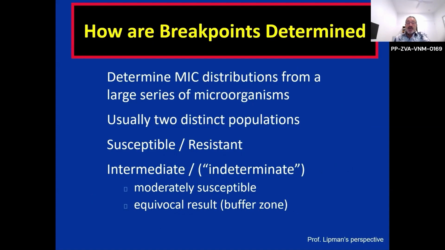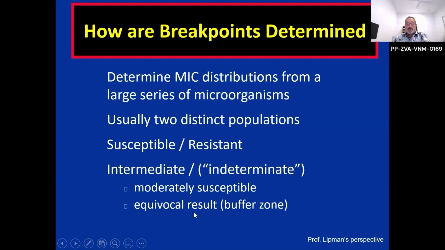So MICs are not accurate. Well, not that accurate. But once you've got MICs, you put a whole lot of MICs together to get breakpoints. This is a distribution of MICs over a large series of organisms that will give you this breakpoint. And usually there are two distinct populations: a susceptible population and a resistant population, but there may be an intermediate population of moderately susceptible or equivocal results.